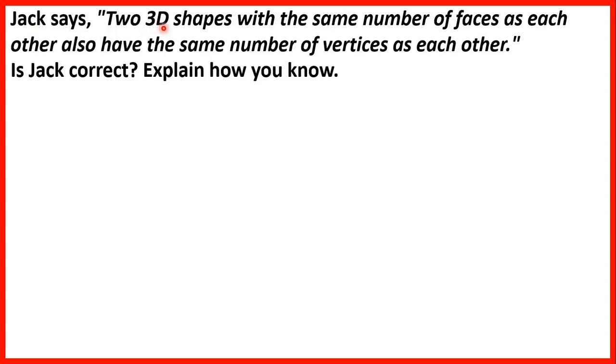Jack says 2 3D shapes with the same number of faces as each other also have the same number of vertices as each other. Is Jack correct? Explain how you know. Well, Jack is not correct, and when the person is not correct, to explain how we know, we can give an example.